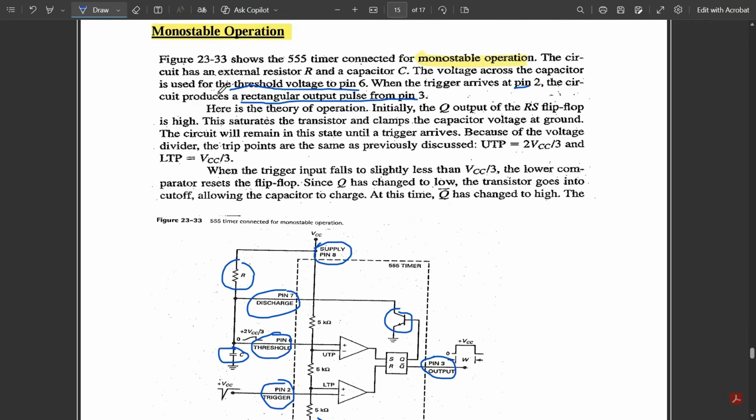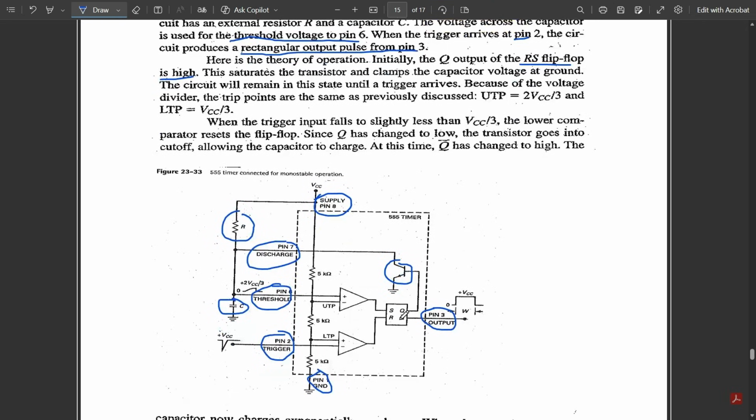Okay, so here is the theory of operation. Initially, the Q output of the SR flip flop is high. Okay, so the initial value for this Q is equal to 1. This saturates the transistor and clamps the capacitor voltage at ground. It would be saturating the transistor first, then clamping the capacitor voltage, that is, this capacitor voltage would be grounded, because this transistor would be in the on state. So this threshold point is not arriving at this point, so this would be directly given to ground.